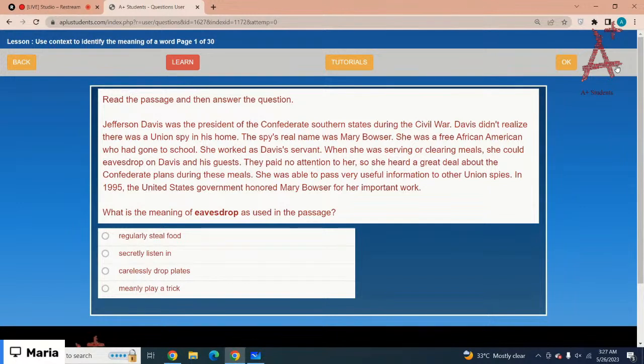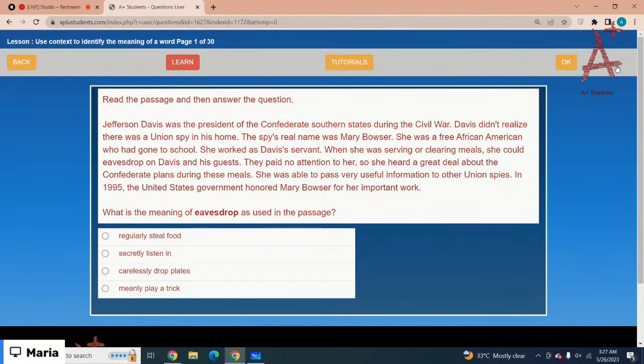Jefferson Davis was the president of the Confederate Southern states during the Civil War. Davis didn't realize there was a Union spy in his home. The spy's real name was Mary Bowser. She was a free African American who had gone to school. She worked as Davis' servant. When she was serving or cleaning meals, she could eavesdrop on Davis and his guests. They paid no attention to her, and she heard a great deal about the Confederate plans during these meals. She was able to pass every useful information to the Union spies.